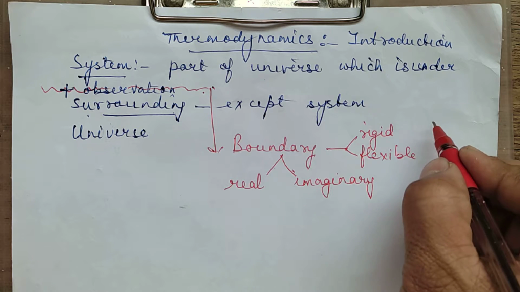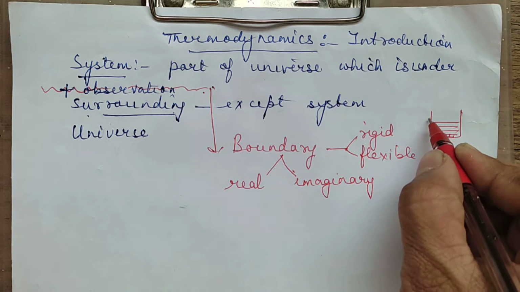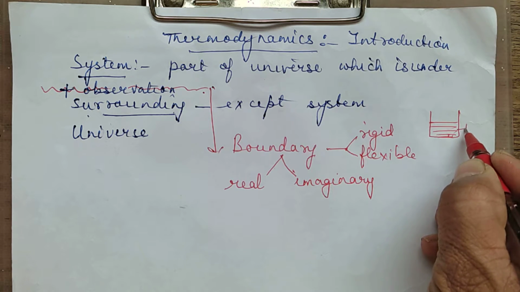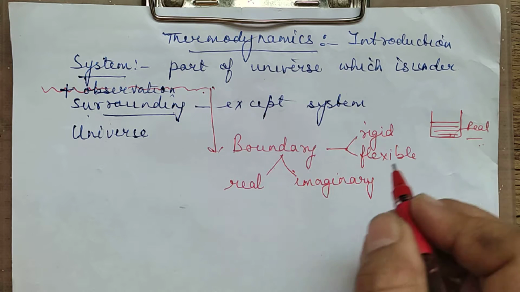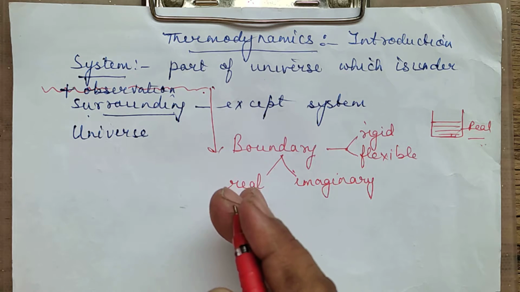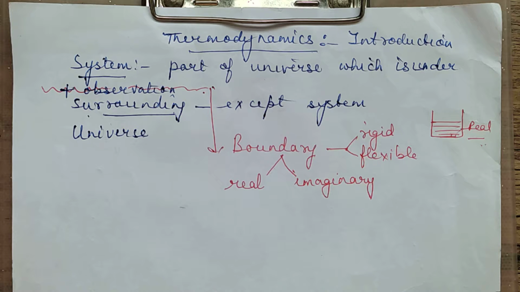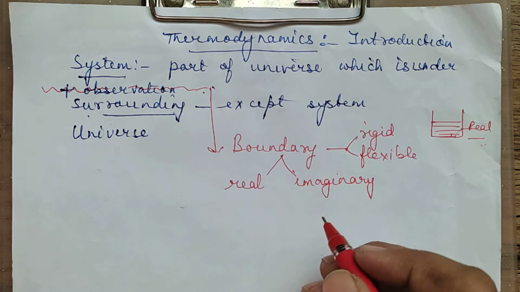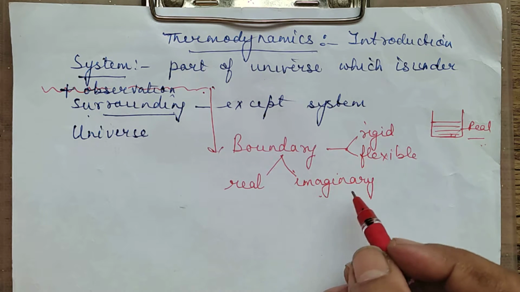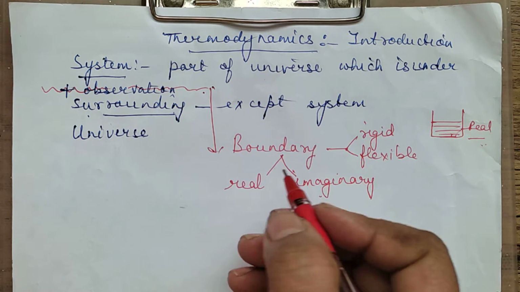Now, suppose you take some liquid in a container. This is the boundary. This boundary which is separating this liquid from the surrounding is said to be the real boundary. But when I am teaching, you are focusing over here. There is no boundary between what we are seeing on the board and the remaining thing, the surrounding part. So that is said to be the imaginary boundary. So it can be either a real boundary like here, or it can be imaginary. It can be immovable, that is rigid, or it can be flexible.